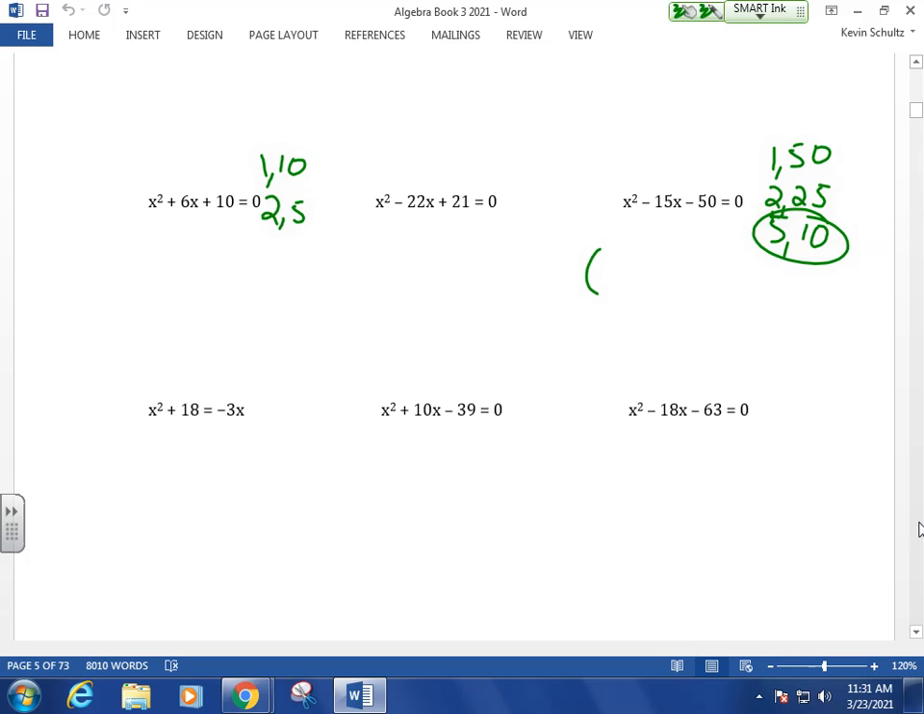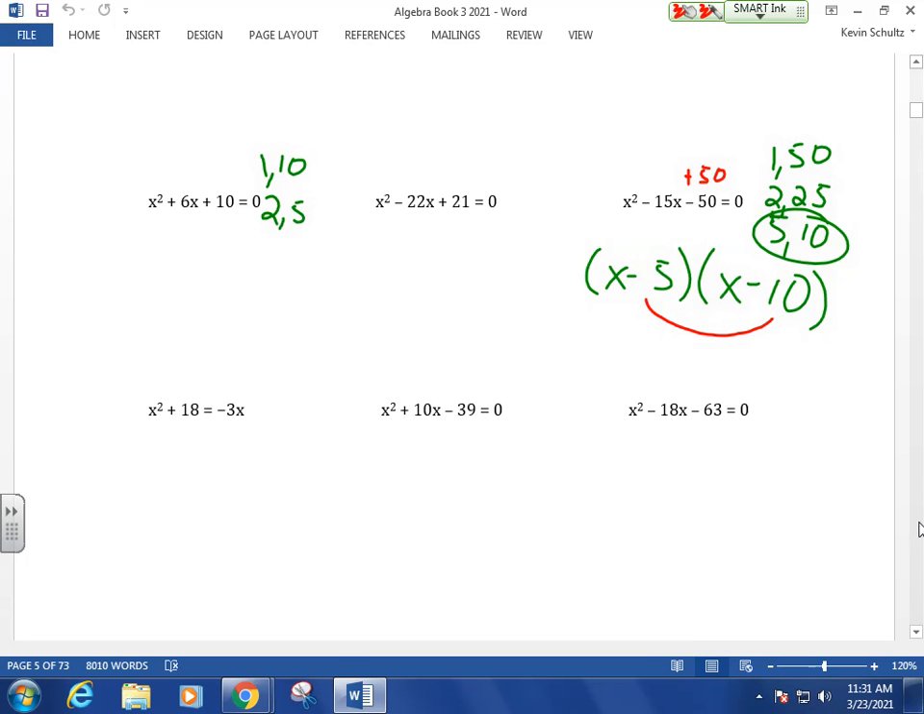Oh, drat, right? How we get a negative 15 here is from x minus 5 and x minus 10. So it works for the middle term, but then we look at multiplying our constants, and negative 5 times negative 10 is a positive 50, not negative 50. So it's not factorable.